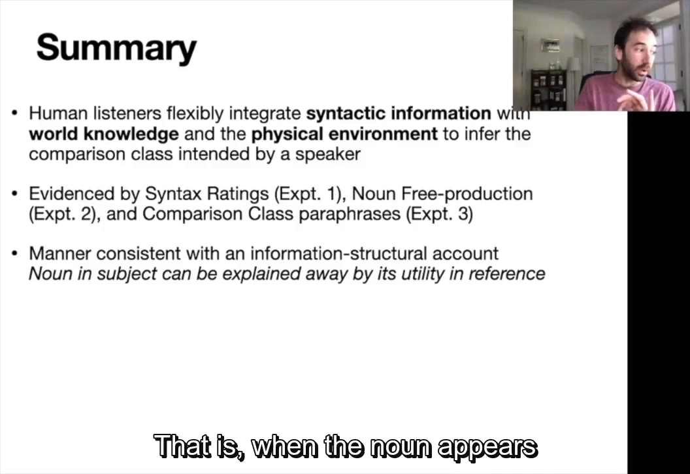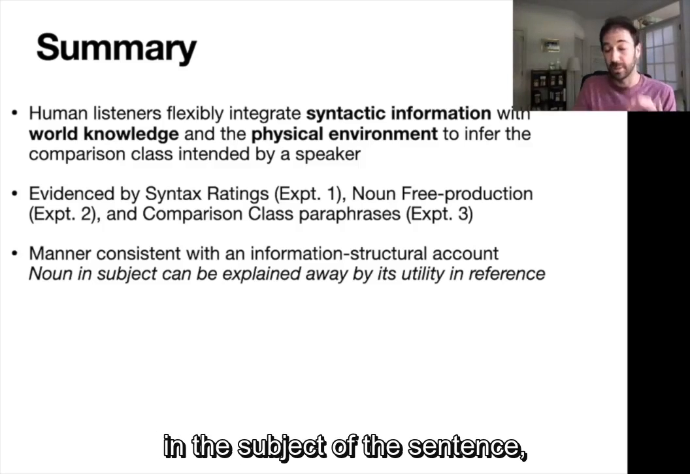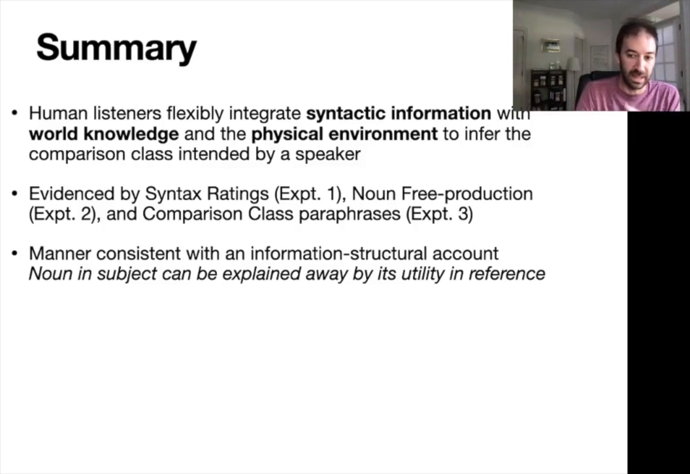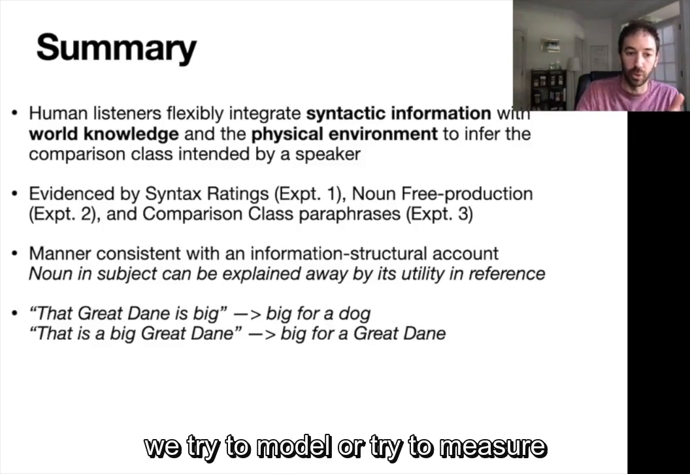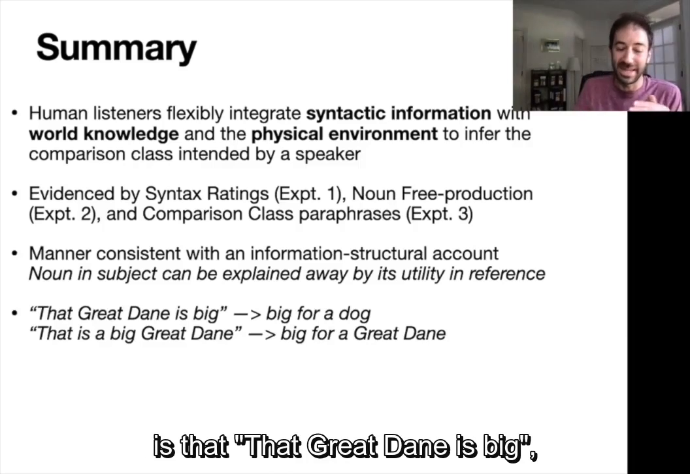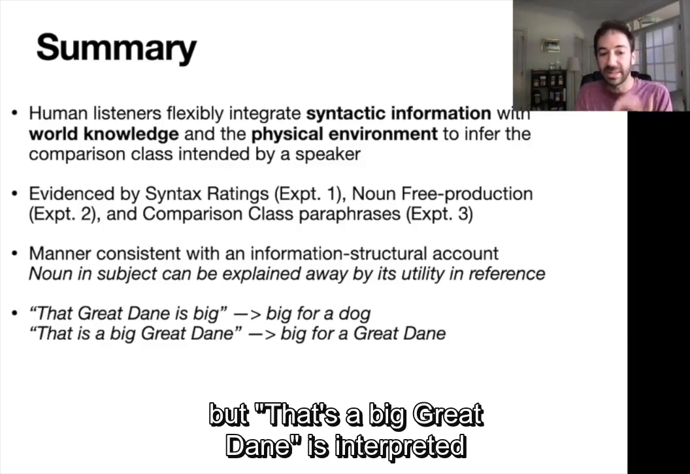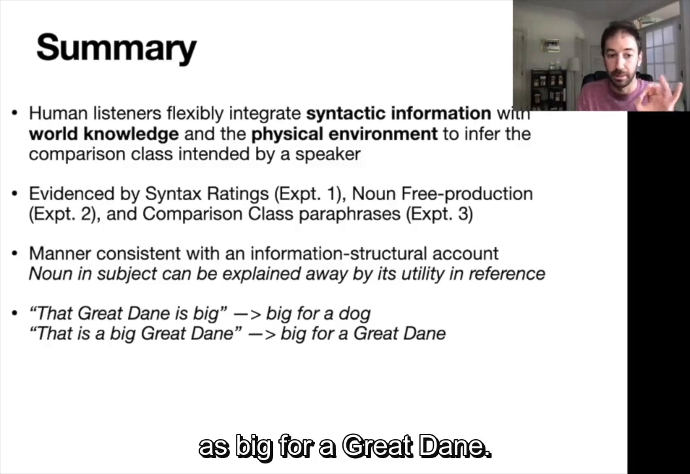That is, when the noun appears in the subject of the sentence, it can be explained away by its utility in reference. And the general inference we try to model or try to measure is that that Great Dane is big is interpreted as big for a dog, but that's a big Great Dane is interpreted as big for a Great Dane.